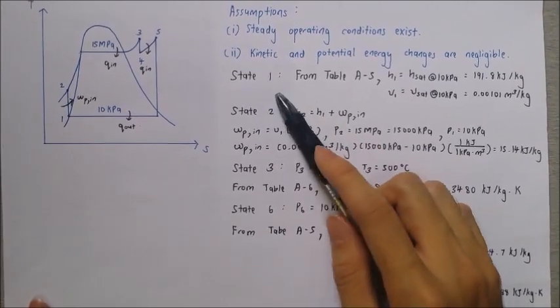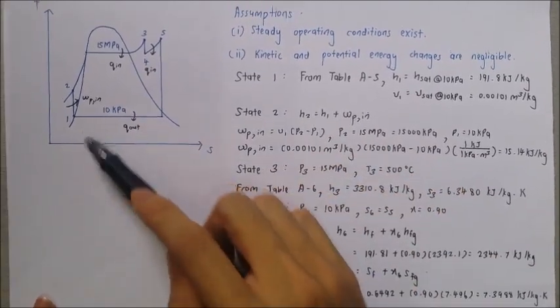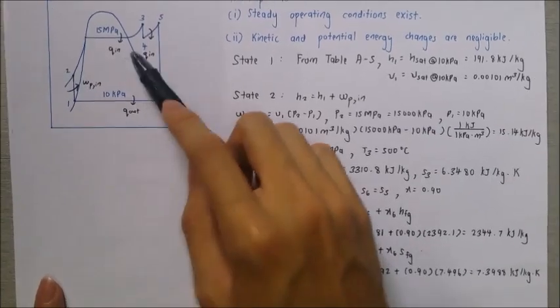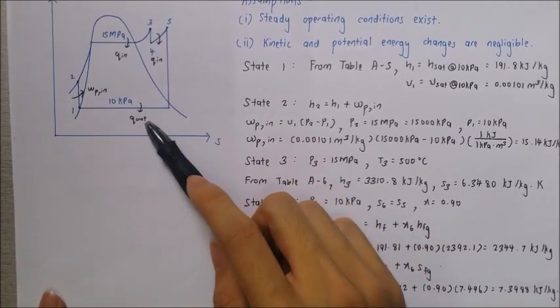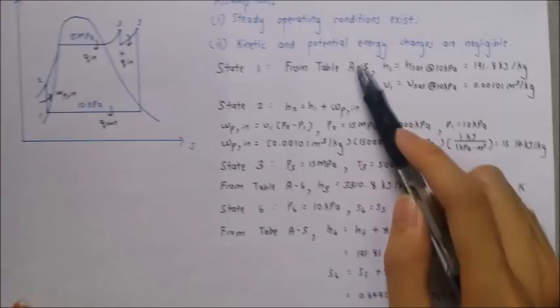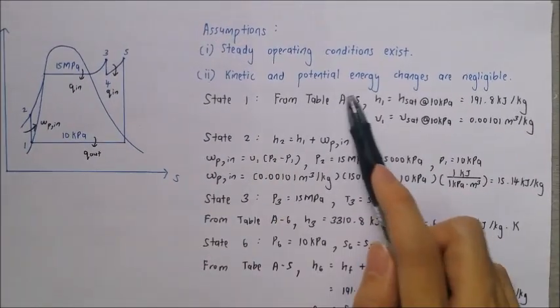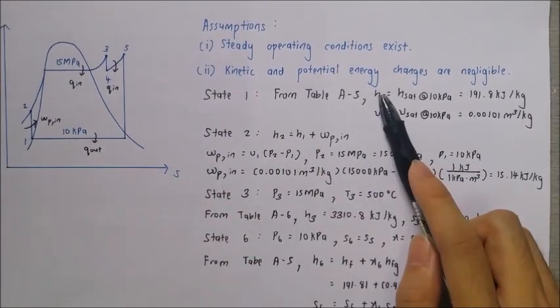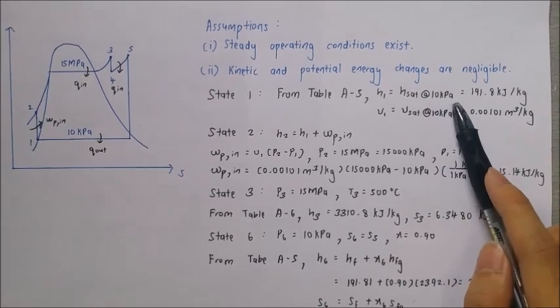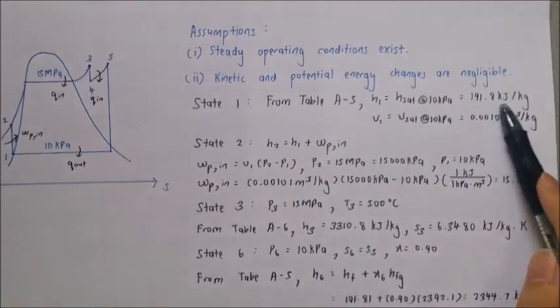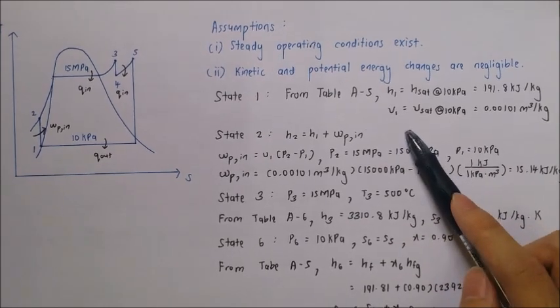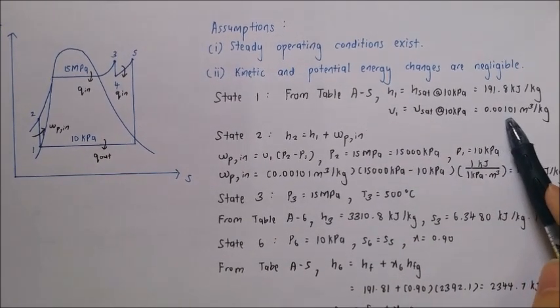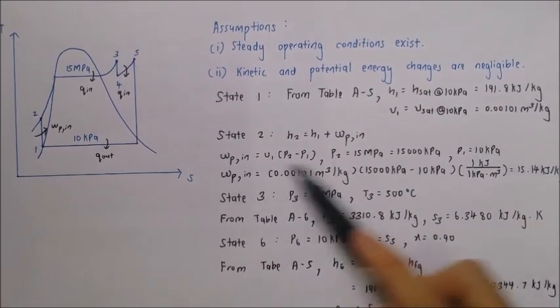For this question, it's better for us to go from state to state and find the enthalpies and whatever properties that relate to another state, since we need to find the heat input and also the efficiency. For state 1, from table A5, since it's saturated liquid, H1 equals Hf at 10 kilopascal, so it equals 191.8 kilojoule per kilogram. Same for specific volume of 1, it equals 0.00101 meters cubed per kilogram.